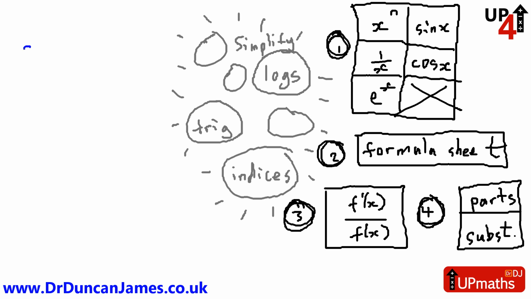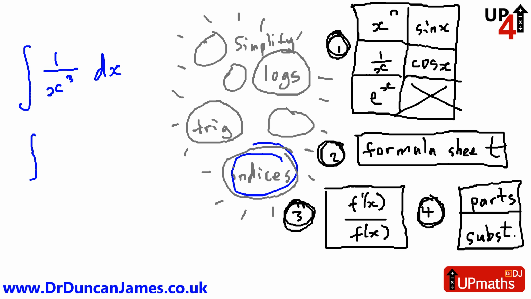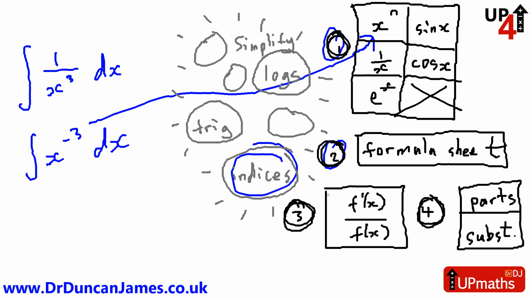What if the question is the integral of 1 over x cubed dx? Well, we could use our indices knowledge, and we could say, well, that's just the same as the integral of x to the minus 3 dx, and then we look at this and we go, oh, do you know what? That's x to the n, type 1, easy. If you hadn't spotted the indices thing straight away, you might have tried 1, then 2, then 3, then 4. If none of those work, you then go, can I simplify it? You spot the indices, and then it solves itself.